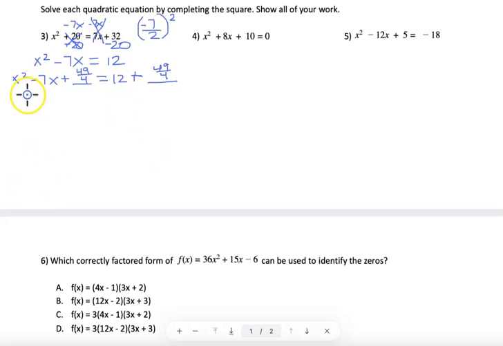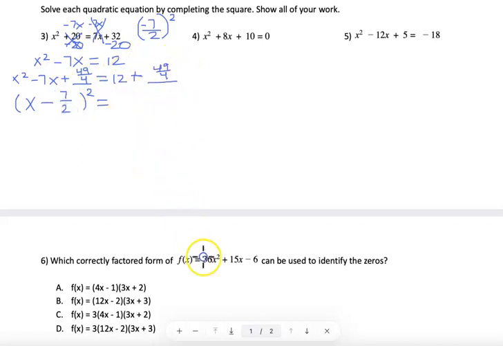Next step is to factor the left side as a PST. Now, it does not matter that this is a fraction, so it still works the same way. PSTs are a single parenthesis with a squared on it. Square root of the front goes in the front, so square root of x squared is x. Sign of the middle goes in the middle, so that's a minus. And square root of the back goes in the back. So the square root of 49 over 4 is 7 over 2.